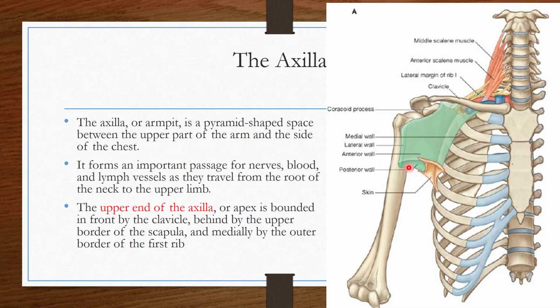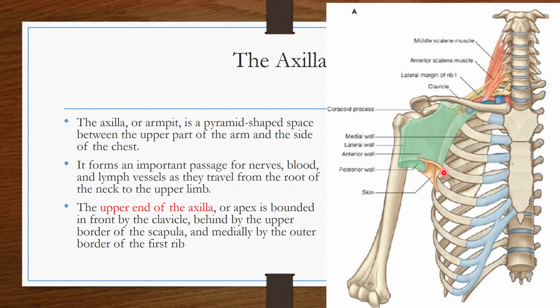The axilla or the armpit. See here in this diagram, this portion is called the axilla or the armpit. This is a pyramid shaped space between the upper part of the arm and the side of the chest. See here in this diagram, this is the side of the chest and this is the upper part of the arm. So this is a pyramid shaped space which is in between the upper part of the arm and the side of the chest.